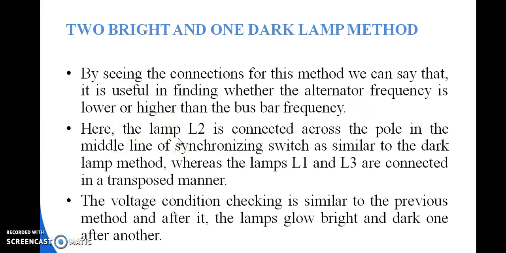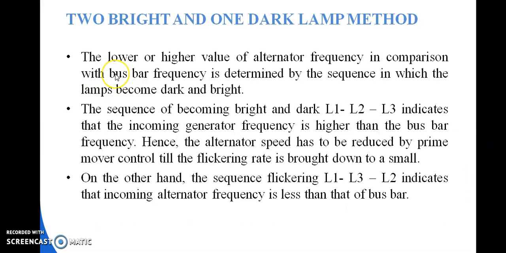Here, the lamp L2 is connected across the pole in the middle line of the synchronizing switch, similar to the dark lamp method, whereas the lamps L1 and L3 are connected in a transposed manner. The voltage condition checking is similar to the previous method, and after it, the lamps glow bright and dark one after one. The lower or higher value of alternator frequency in comparison with bus bar frequency is determined by the sequence in which the lamps become dark and bright.